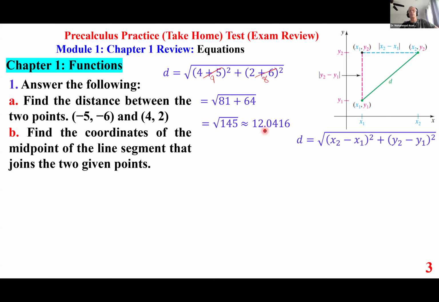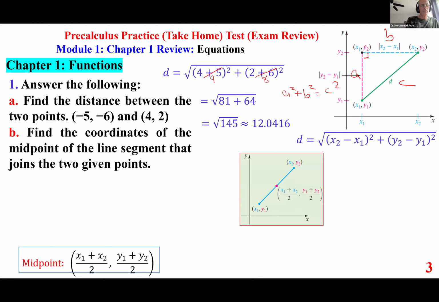Now, you can follow the Pythagorean theorem. A squared plus b squared equals c squared. Think of this as a, think of this as b, and this one as c. So it's just following the Pythagorean theorem. That's for the distance. This is a 90-degree angle.